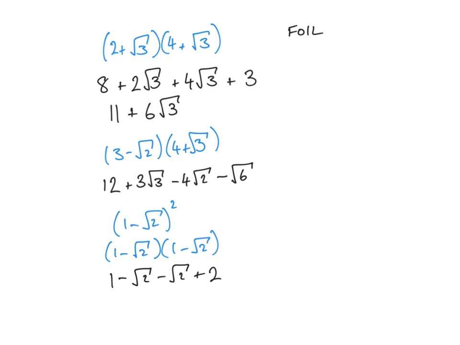Now again, can we simplify this any further? Well, yes, we can. We've got 2 whole numbers here. 1 and 2 is 3, and minus root 2 minus root 2 is minus 2 root 2. So overall we can simplify this to 3 minus 2 root 2.